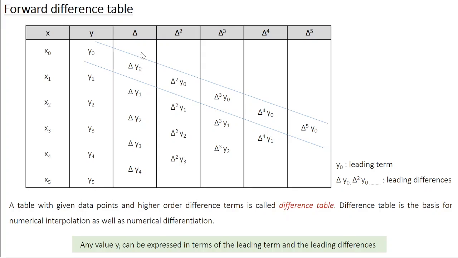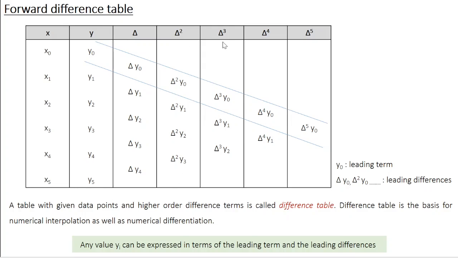So once you construct the first order difference, you can go to the second order difference, delta square. So delta y1 minus delta y0, this is delta square y0. Delta y2 minus delta y1, this is delta square y1. Similarly, delta square y2, delta square y3. If you look in the first forward difference, you have 5 terms. In the second forward difference, you have only 4 terms.